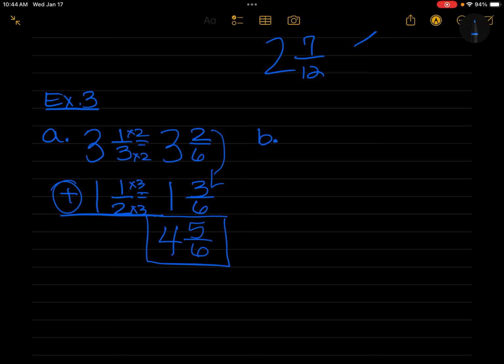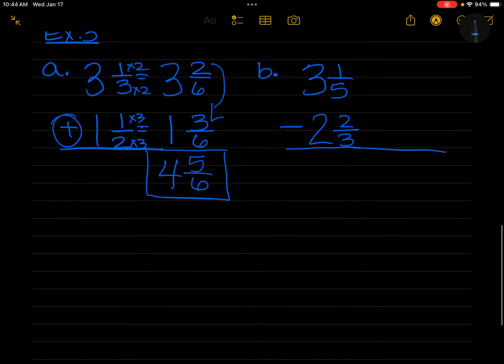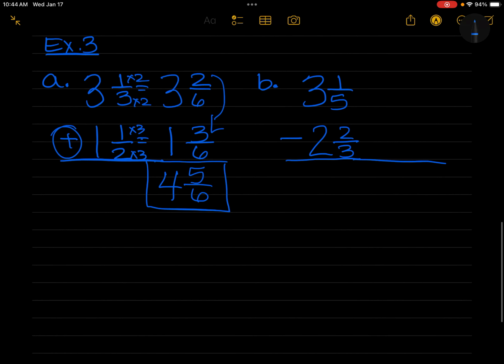Okay, part B, you're going to do this one on your own. 3 1/5 minus 2 2/3. So this one might be borrowing. Go ahead and hit pause on the video and then come back and watch me solve it. Okay, so first we're going to find a common denominator. Now, if you got confused and you didn't know what to do next, you can always just watch me step by step. When I've shown you the step you forgot, then hit pause again and try to finish the problem if you didn't finish it in the first place.